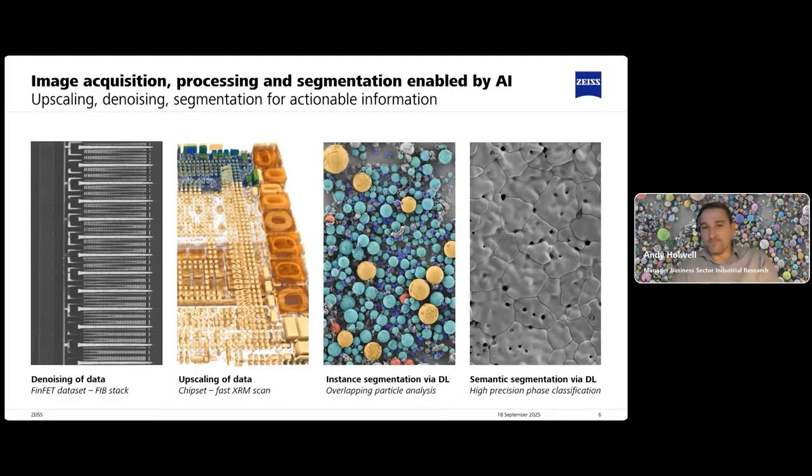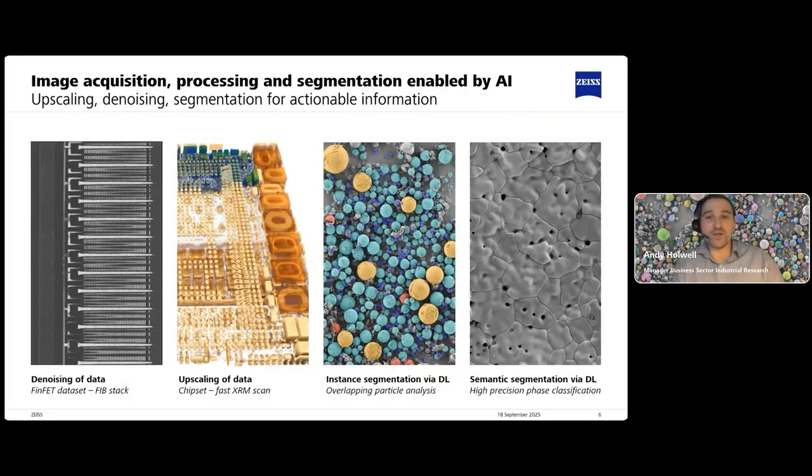So here we have instance segmentation, which means you're picking out individual objects, much better than a normal grayscale thresholding approach could do. And finally, the fourth one is semantic segmentation. And what this means is you're doing phase analysis.